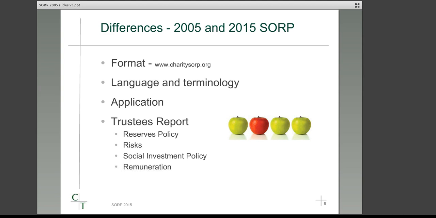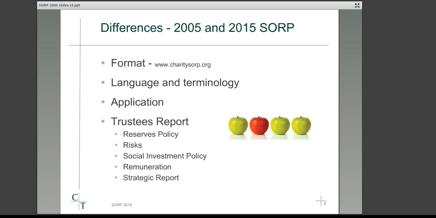The final extra requirement for larger charities relates to remuneration, and you would have to set out in your Trustees Report your policy for remuneration of key members of staff or key management personnel.